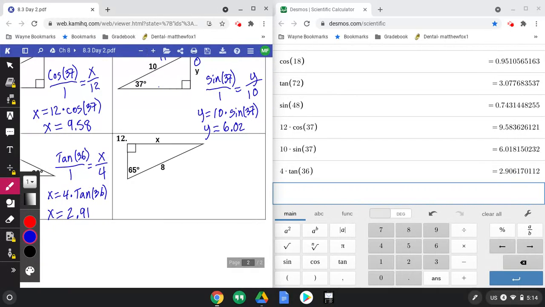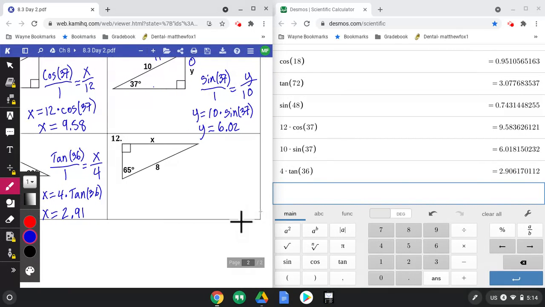All right, we're just about done. The final one here. Once again, you always start at whatever the angle is. Now we have an x and an 8. X would be opposite. The 8 would be our hypotenuse, O and H. So SOHCAHTOA, sine. So sine of 65 over 1 equals O over H, x over 8. We cross multiply, we get x equals 8 times sine of 65.